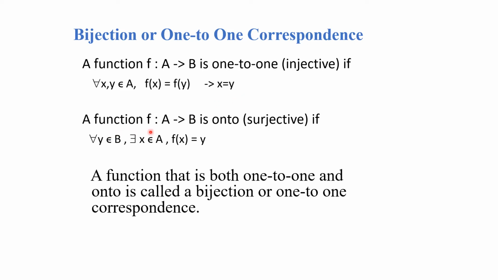Likewise, a function f from A to B is onto or surjective if for every y belongs to B, there exists x belongs to A such that f of x is equal to y. Here in the onto condition we have to equate f of x with y. So a function which is both one-to-one and onto is termed as bijection or one-to-one correspondence.